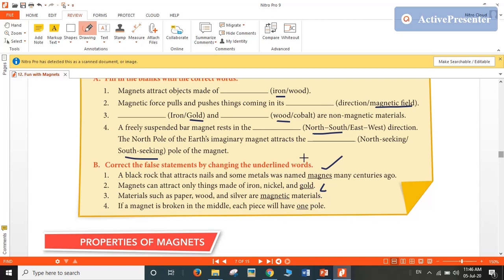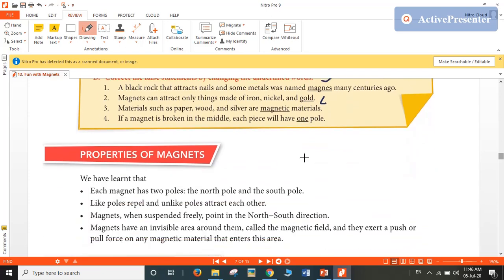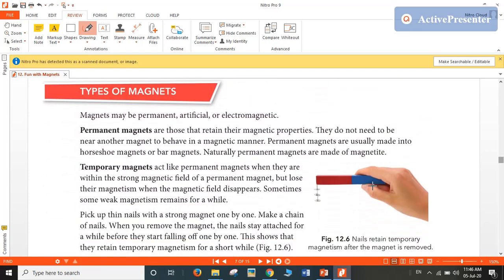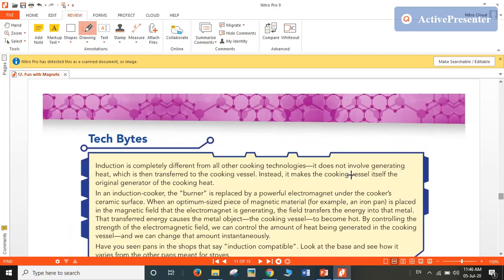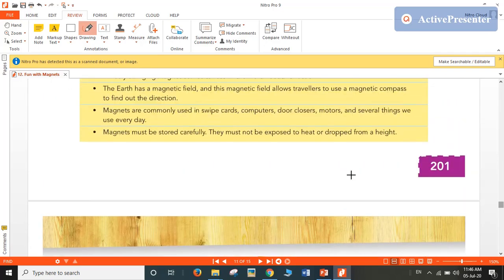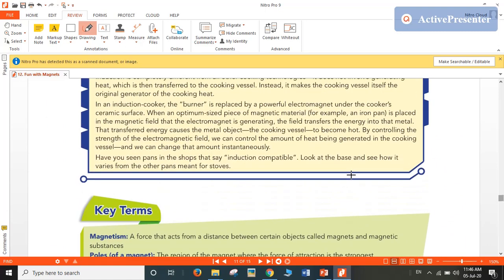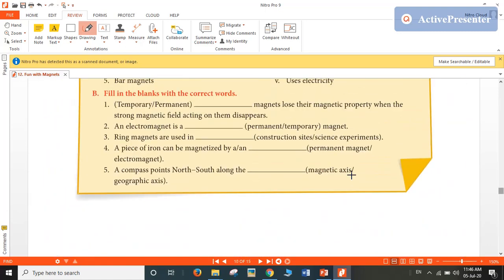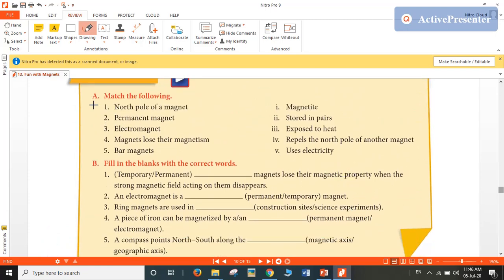So these are the answers of the first in-text exercise. Now let's move on to the next in-text exercise. Here it is. Match the following. The north pole of a magnet repels the north pole of another magnet. So first would get connected to fourth one.